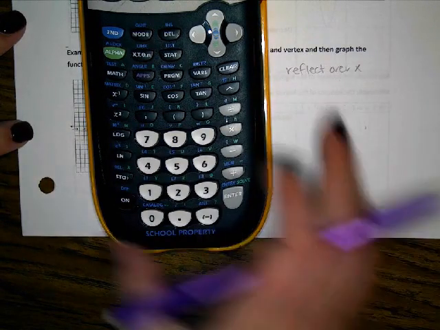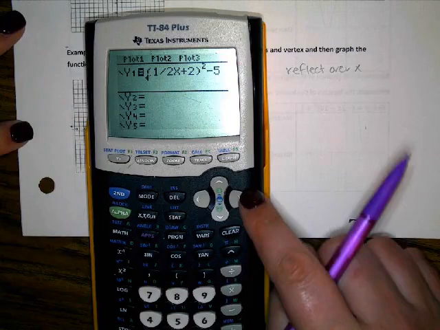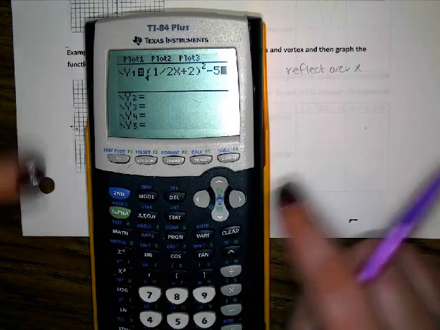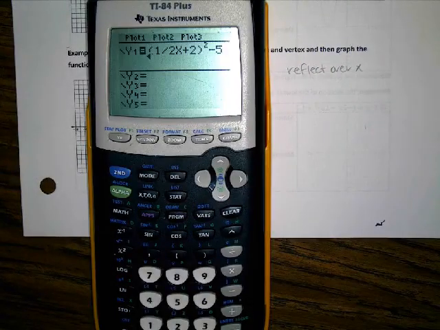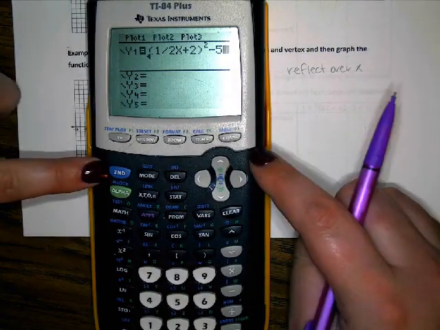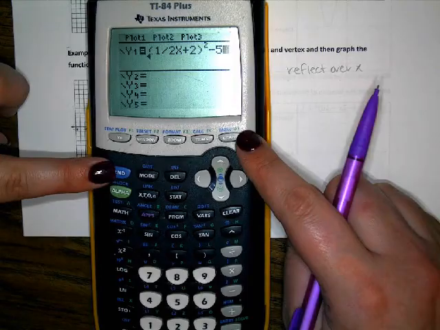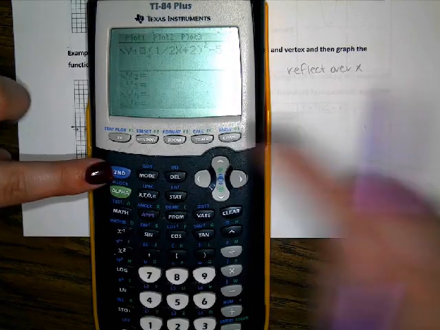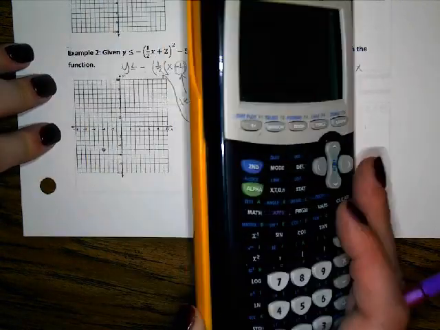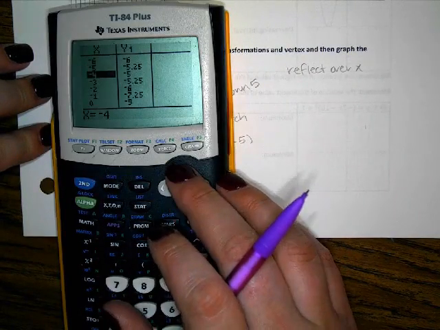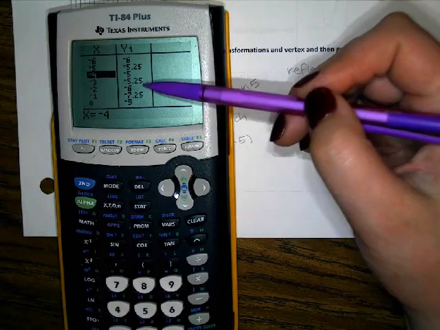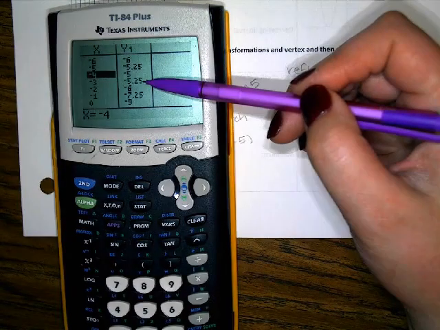So from here, we can look at the table, and we'll just find the vertex on the table, and then we'll look for 2 points on each side. So to get to the table, we're going to hit second graph, and I'm going to be looking for the point -4, -5, and then doing 2 points on either side. If you want to skip the decimals, you can, and you can just look for the 2 whole number points on each side. That would be fine.